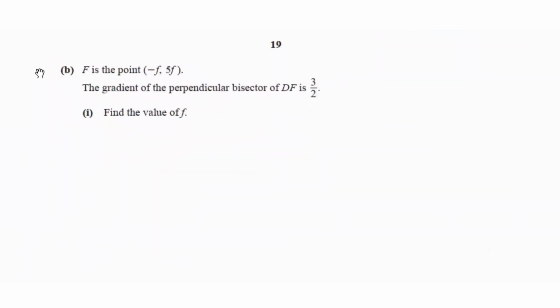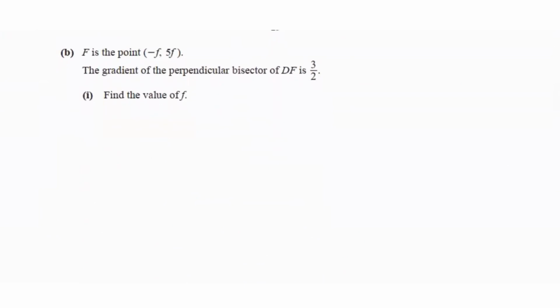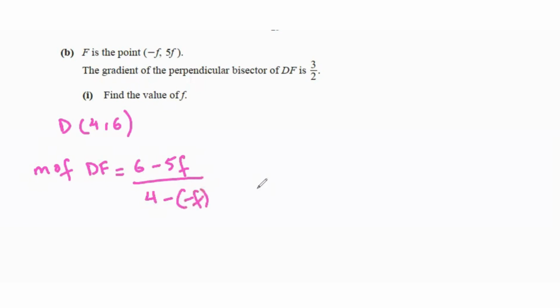Part B says F is the point (negative f, 5f). The gradient of the perpendicular bisector of DF is 3/2. Find the value of f. Point D was given as (4, 6). So let's find the gradient of DF first, which will be 6 minus 5f over 4 minus negative f, which gives us 6 minus 5f over 4 plus f.